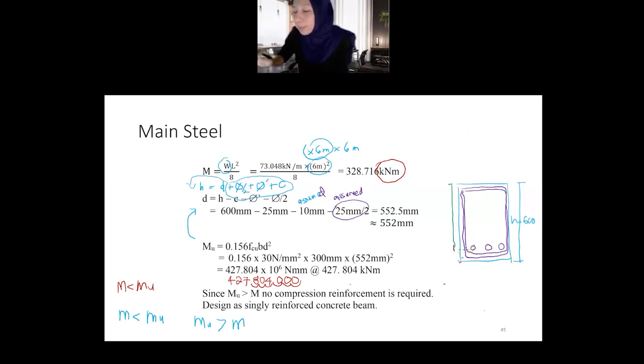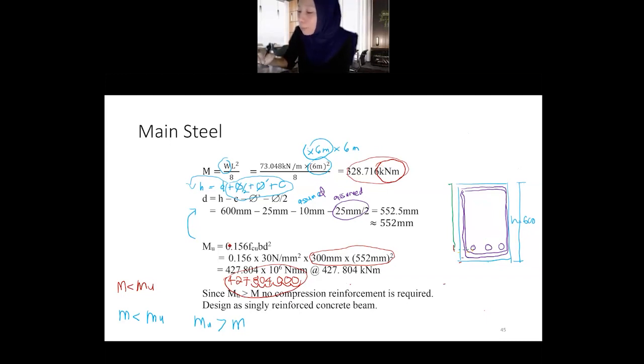Okay, what is Mu? Let's refresh. M is the moment from loading. Mu is the moment that the beam can resist. A beam of this size, with this effective depth, can resist this much moment. But the moment from loading is only this much. We want to design for the moment from loading.